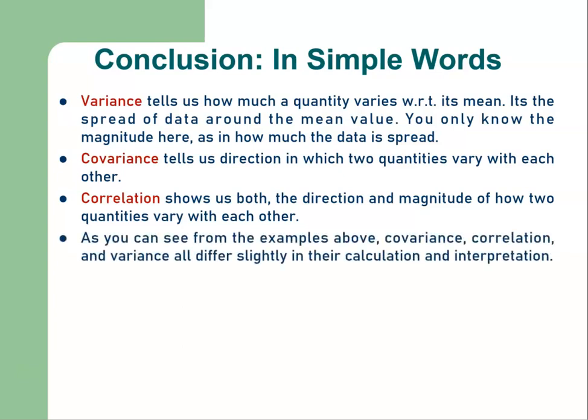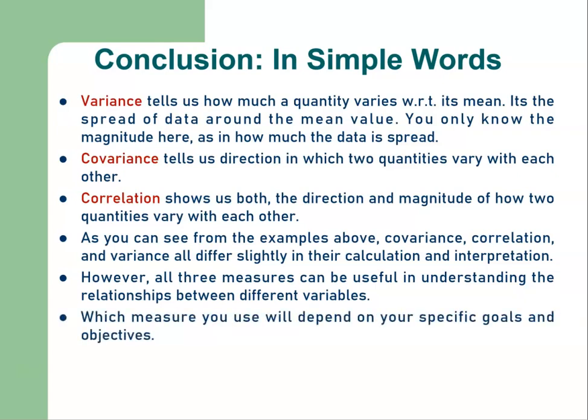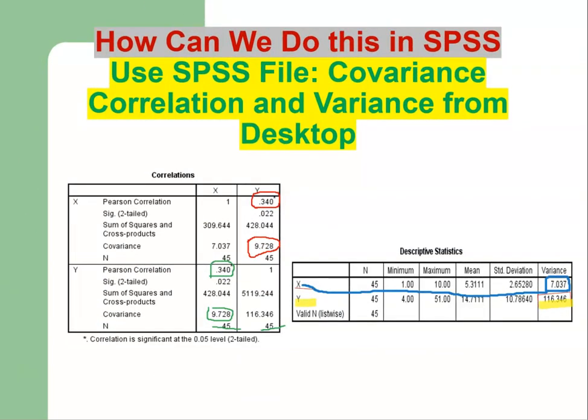As we can see from the examples above, covariance, correlation, and variance all differ slightly in their calculation and interpretation. However, all three measures can be useful in understanding the relationships between different variables. Which measure we can use depends on our specific goals and objectives. I'll also show you how to compute variance, covariance, and correlation.